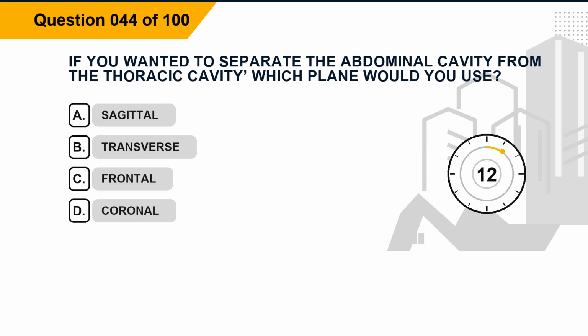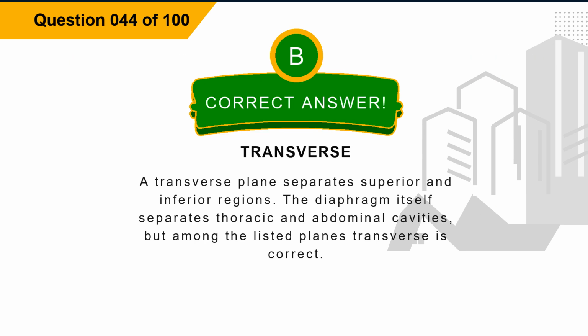Question 44. If you wanted to separate the abdominal cavity from the thoracic cavity, which plane would you use? Option A, sagittal. Option B, transverse. Option C, frontal. Option D, coronal. The correct answer is option B, transverse. Explanation: a transverse plane separates superior and inferior regions. The diaphragm itself separates thoracic and abdominal cavities, but among the listed planes transverse is correct.